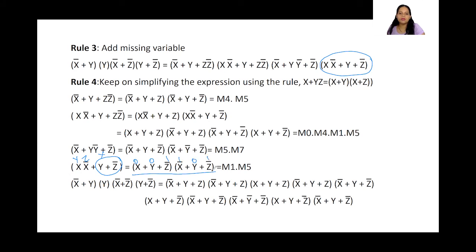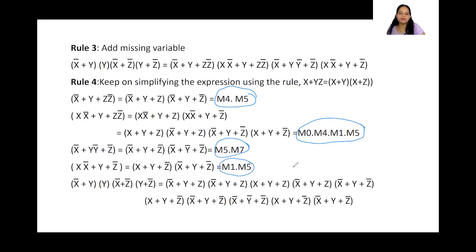Okay, this is nothing but 1 and 5. Now when we combine them together, for the first term, what did we get? We got M4 and M5. For the second one, we got M0, M4, M1, and M5. For the third one, we got M5 and M7. For the fourth one, we got M1 and M5. Isn't it? Now, this entire expression is nothing but adding all these.